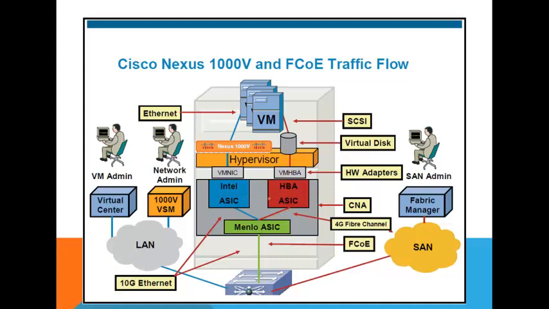So what this ASIC does is it identifies what the traffic is. If it is LAN traffic, it sends it to the LAN. If it is storage traffic, then it encapsulates it with FCoE and sends it out. And on the SAN side, it removes that back, and sends the FC alone to the storage. It decapsulates the Ethernet when it sends to the storage device.